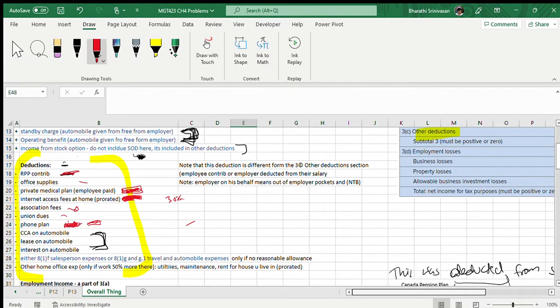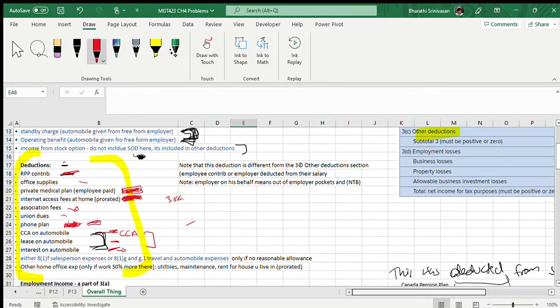Another thing, CCA, lease, interest on automobile. This is either going to be CCA and interest on a loan to buy a car, with the CCA to depreciate the car, or it's going to be the lease, if I'm leasing a car. So this one is if I'm using my own personal vehicle for work purposes. In that case, I can deduct however much I am using for work purposes.